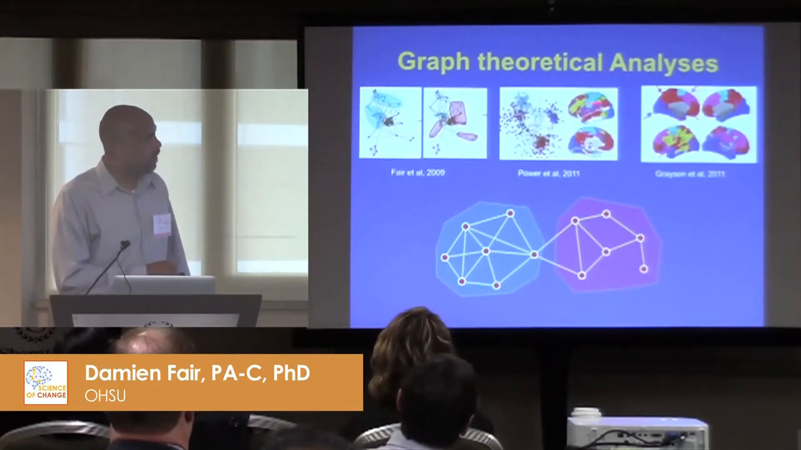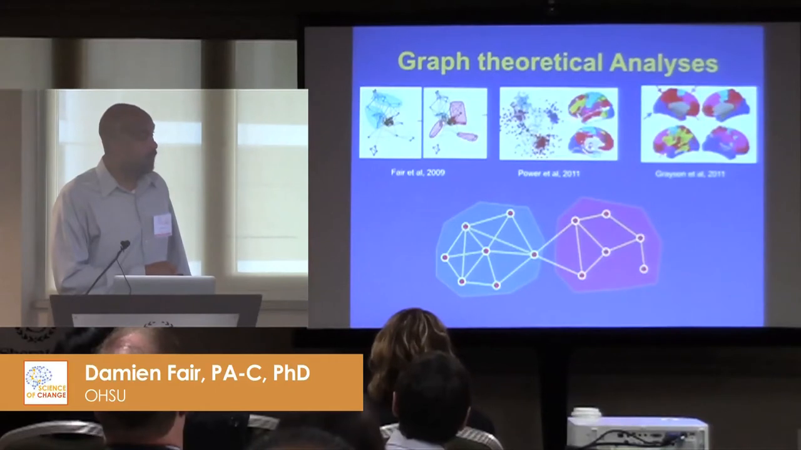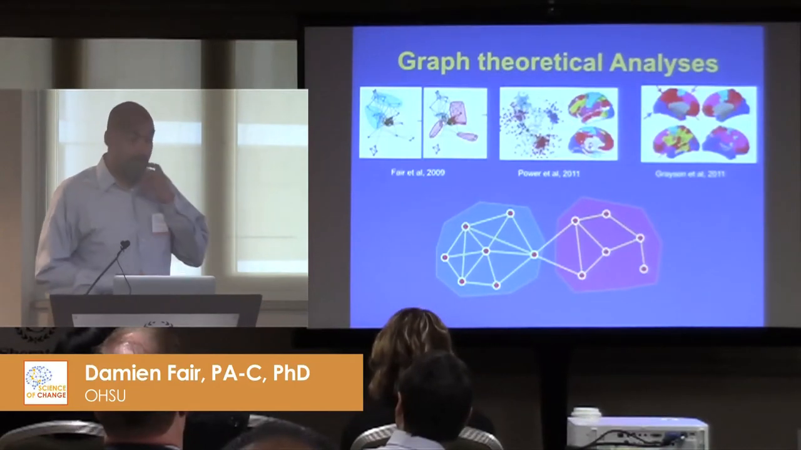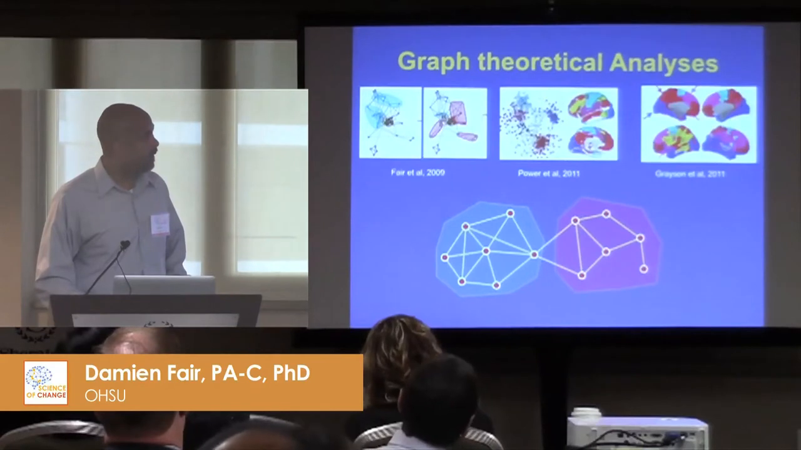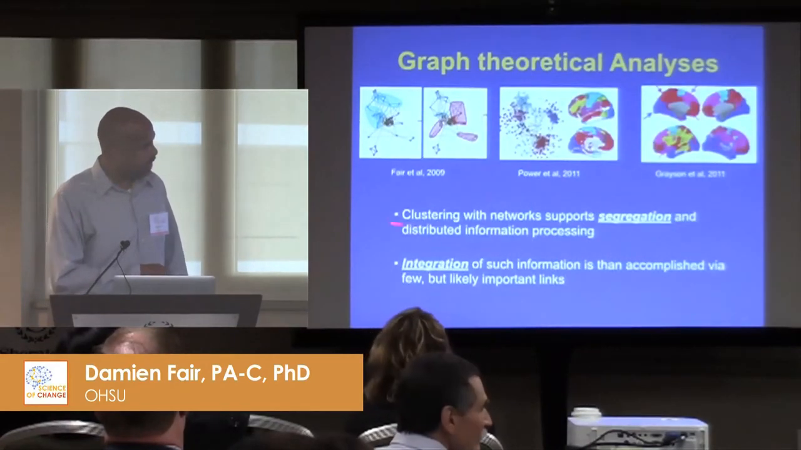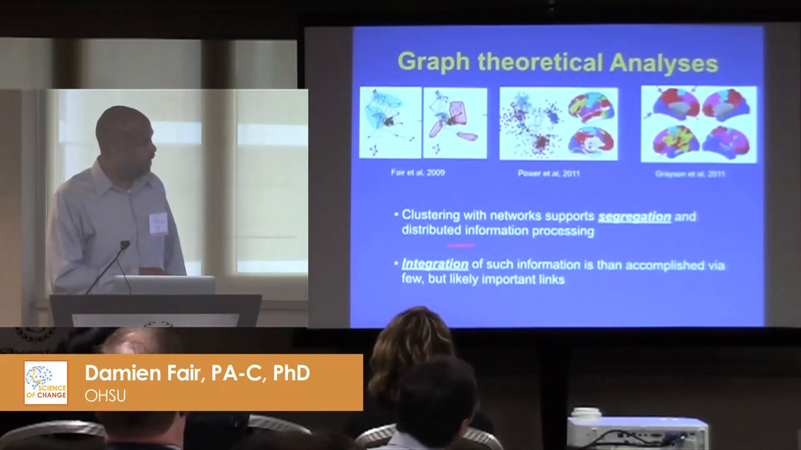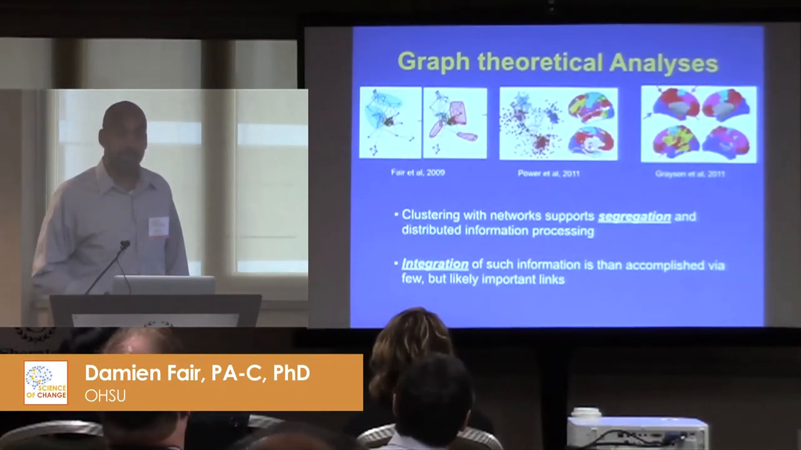You know, things like the frontal parietal systems and these dorsal attention systems. We talked about the executive networks of these, which includes these anterior cingulate and this bilateral insula. So this is some of the recent research that's come out of this work. And the idea is that there's this clustering within these networks that supports segregation and distributed information processing. That the integration of such systems is accomplished via very few, but very important links.